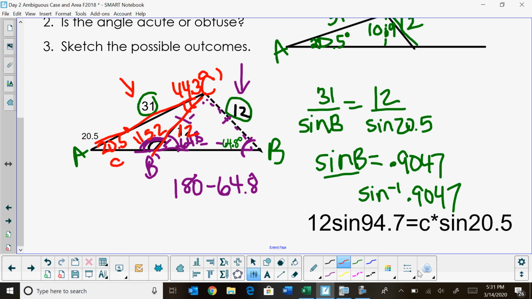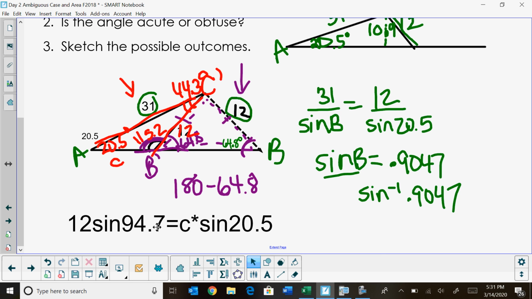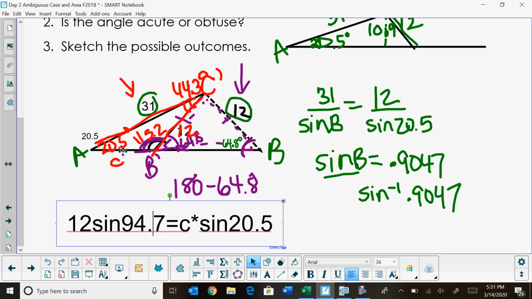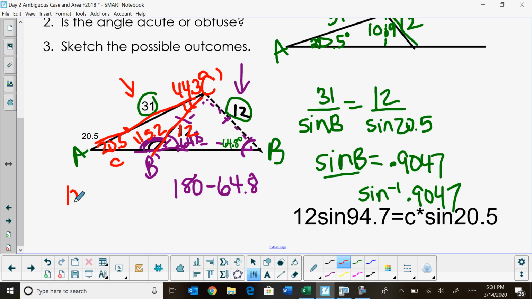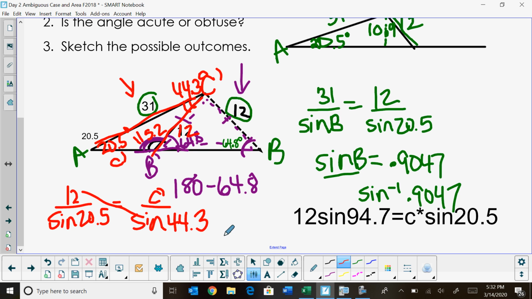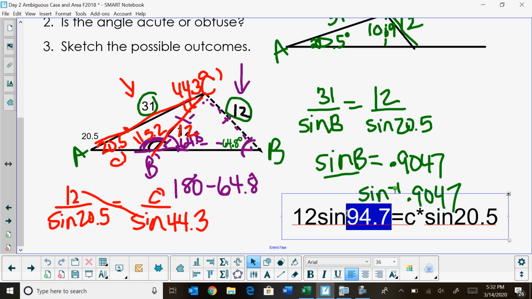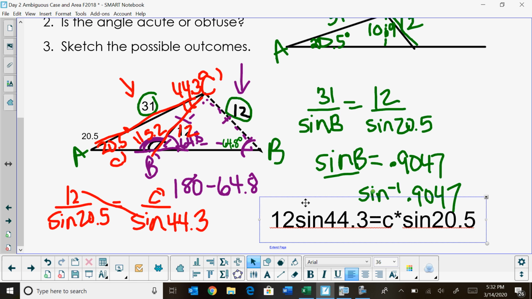Little side C, I can calculate the way I did the first time. Let's set up the ratio. I can take side A, which is 12, over sine 20.5, which is angle A, and set it equal to the side C, which we don't know. That's now the little side C, so let's call it little side C prime, opposite sine of big C, which is our new C, 44.3. So cross multiplying, we take 12 times sine 44.3 is equal to C times sine 20.5. What's going to change right here is this angle. 44.3 is now the new angle for C.